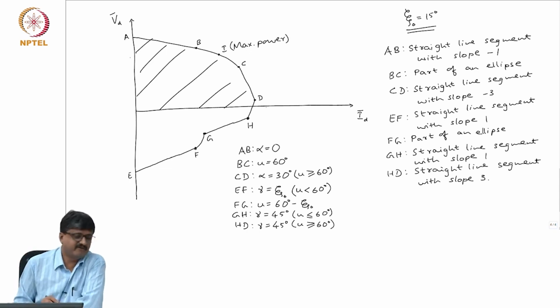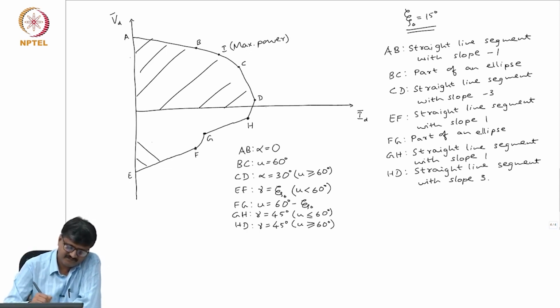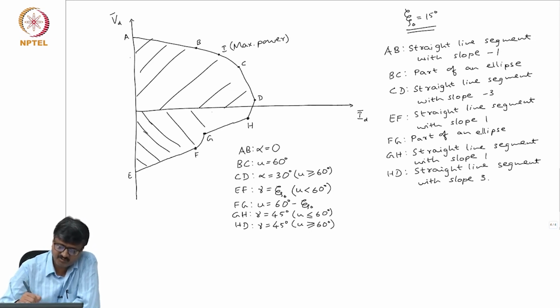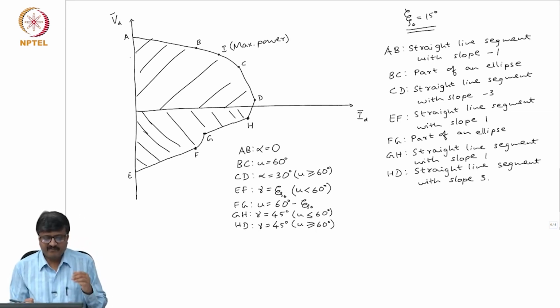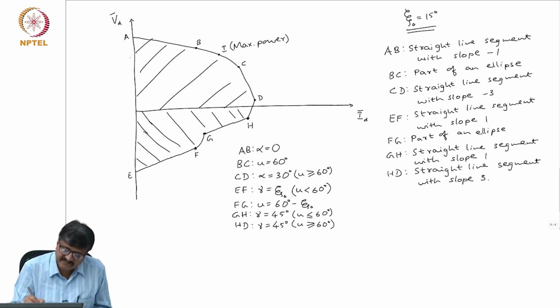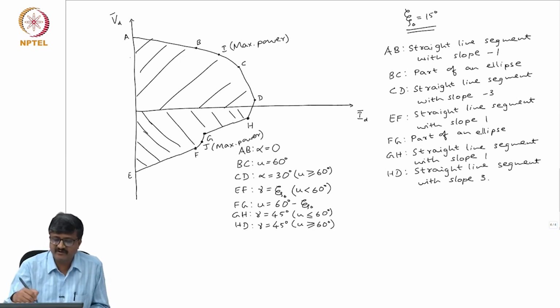Similarly, if I take inverter operation, it corresponds to this region in the fourth quadrant. In the fourth quadrant, again, the maximum power point has to lie on this curve EFGH. Again, one can show that it lies on this curve FG. Suppose I call it J. So this corresponds to maximum power as inverter. Please note the two are different. This is maximum power when operating as rectifier, whereas this is maximum power as inverter.